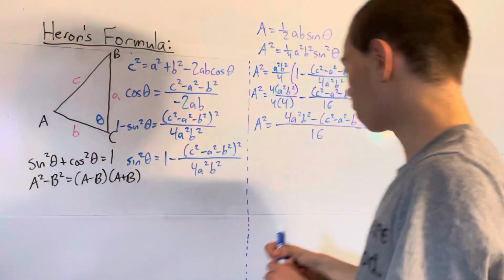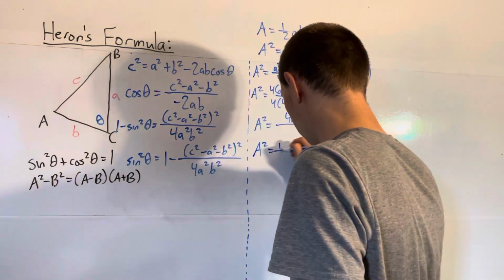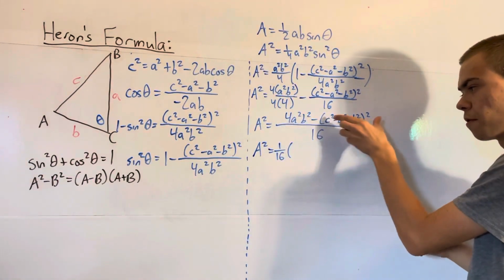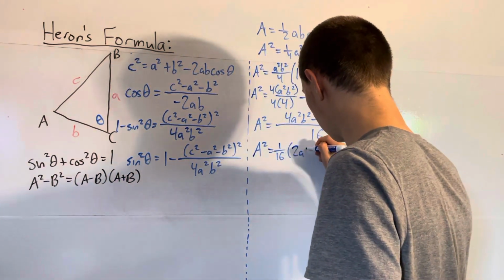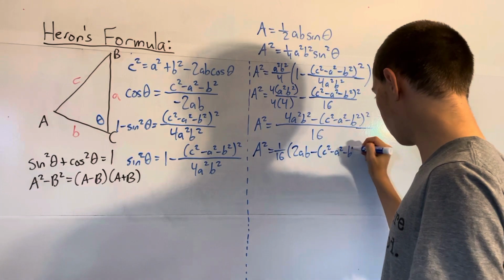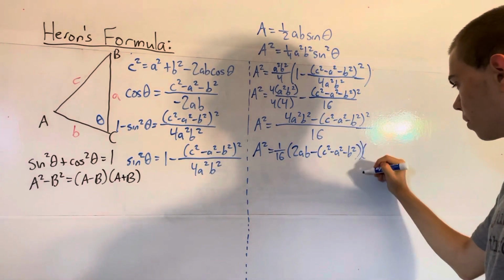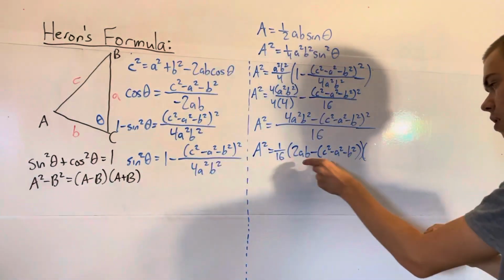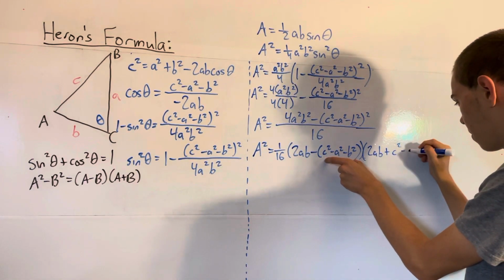And by the way, to conserve room, I'm going to write the 16 as 1/16. So 1/16 times, this is a difference of perfect squares. So the square root of this minus the square root of this times the square root of this plus the square root of this. Okay, so 2ab minus this, which is going to be c squared minus a squared minus b squared, times, this is going to take up quite a little bit of space, but I think we're just going to be fine. We'll just move back up to the top later. So this, and then it's just going to be 2ab plus, we won't need parentheses for this, it's just going to be c squared minus a squared minus b squared.